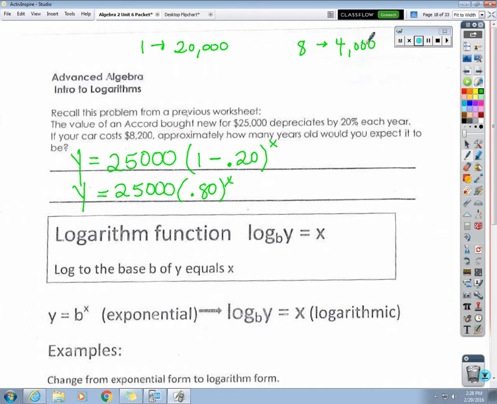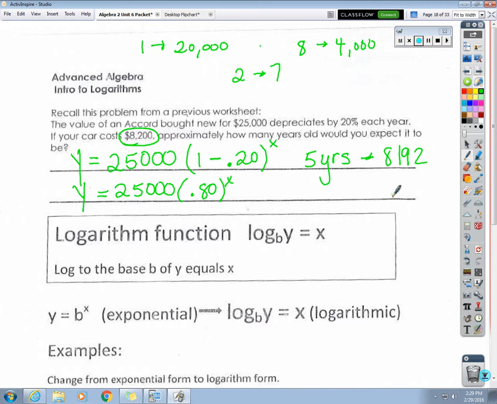So then they said, if your car is worth 8,200, approximately how many years old will we expect it to be? Well, 8,200 is in between these two, correct? So wouldn't your car have to be between 2 and 7 years old? And from there, didn't we just kind of have to plug in 2 through 7 until we found the number that made this, or close to that? And yes, it was about 5 years. When we typed in 5, the value of it was about 8,192.